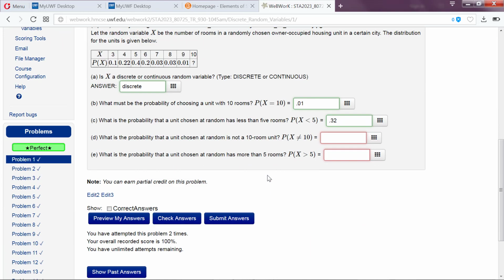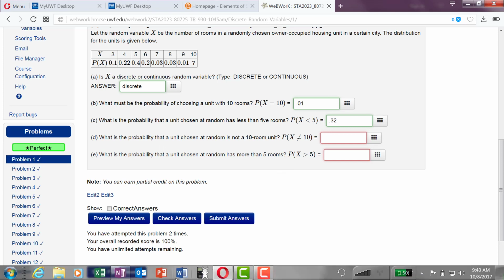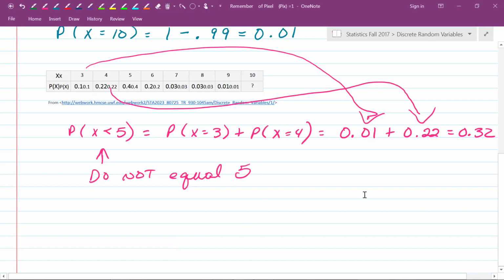Let's look at the next problem. The next problem is, what is the probability that a unit chosen at random is not a 10-room unit? So the probability that it is not a 10-room unit. That is the probability that x does not equal 10.